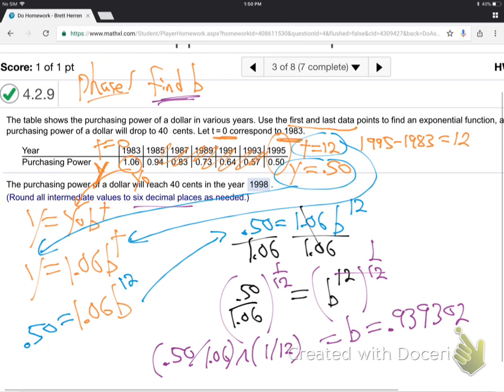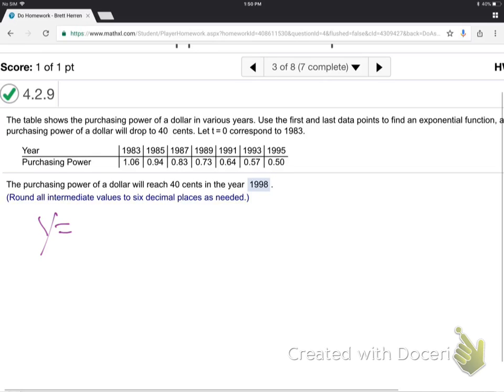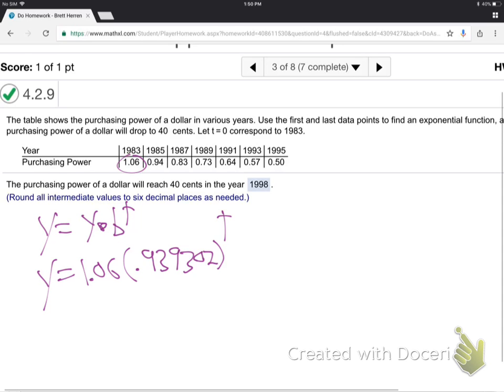Now I want to show you an easier way to do part 2. So what do we always do with that b? We plug it in, so let's go do that. So we're doing part 2 now. Our equation is y equals y0 times b to the t, and the y0 is still right here, 1.06. The b is 0.939302 to the t. We good to there?